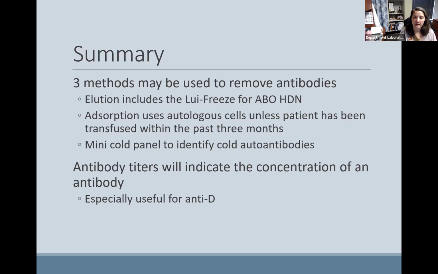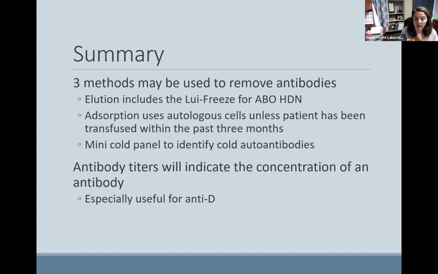All right, so there are 3 methods that may be used to remove antibodies. They're through elutions, and those elutions include Lui freeze and ABO hemolytic disease of the newborn. There's another elution that should have been included in this. The elutions we talked about, the Lui freeze and the acid, all involve cell lysis. You can do another elution if you are trying to preserve the red cells in order to obtain an adequate phenotype or RH expression.